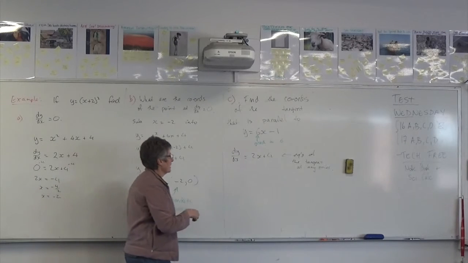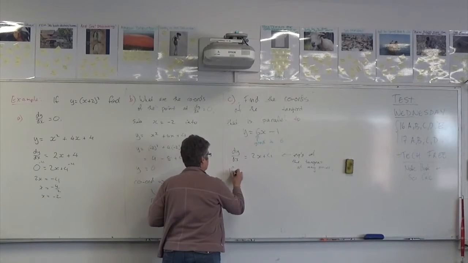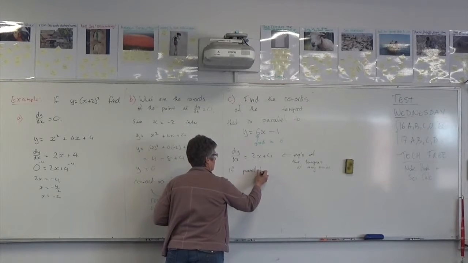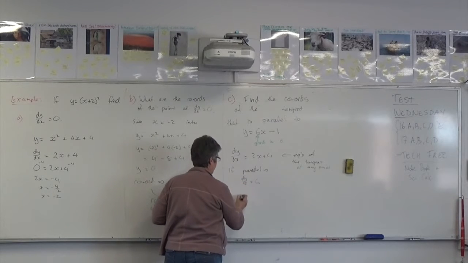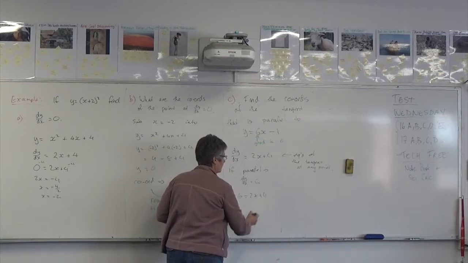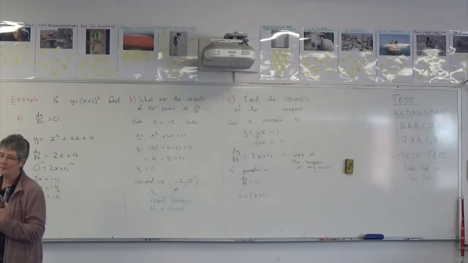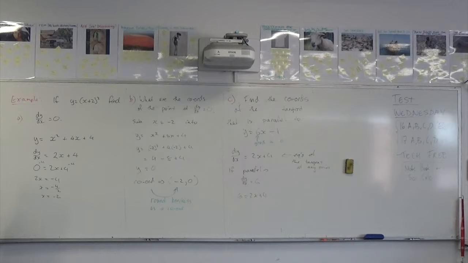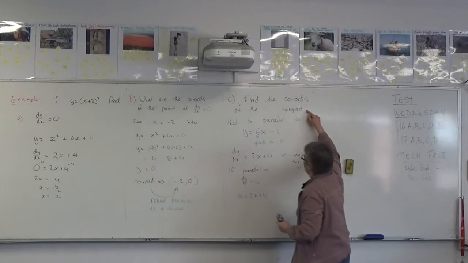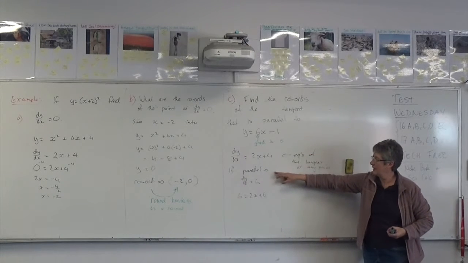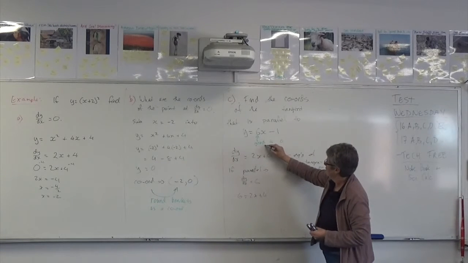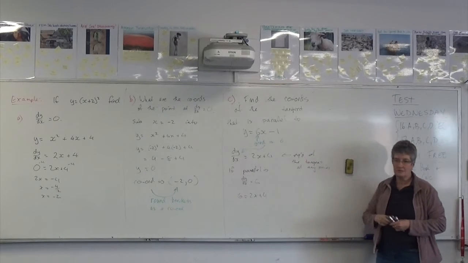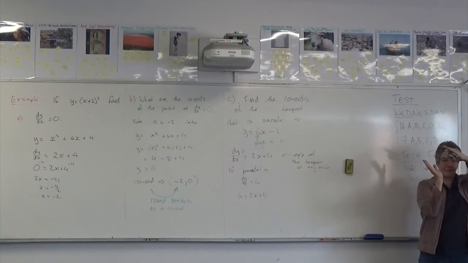6. So, if it's parallel, then dy/dx is going to equal 6. So we go 6 equals 2x plus 4. We can solve for x, then we can find the coordinates like we did over here. Because if it's parallel, then that must be equal to that. Does that make sense? Two lines that are parallel have got to have the same gradient.